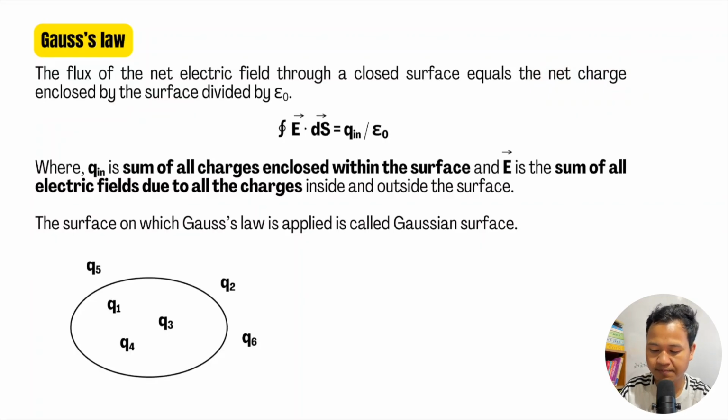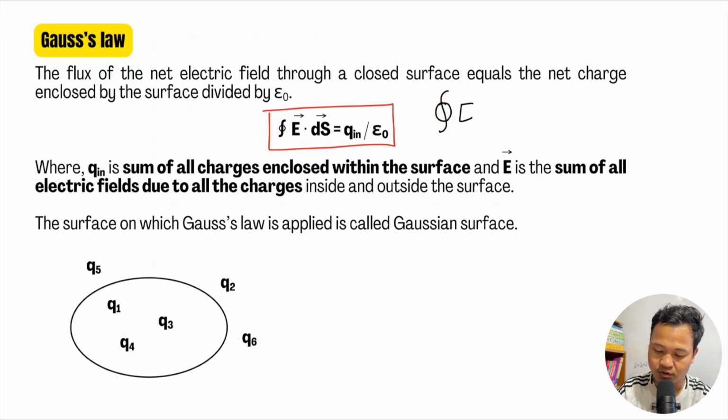So this is the statement. The integral sign indicates a closed surface. E is the electric field and dS is the small area element of the Gaussian surface. These are small surface elements, so we put a small d. This flux is equal to the charge enclosed, q in, divided by epsilon naught, the permittivity of free space.